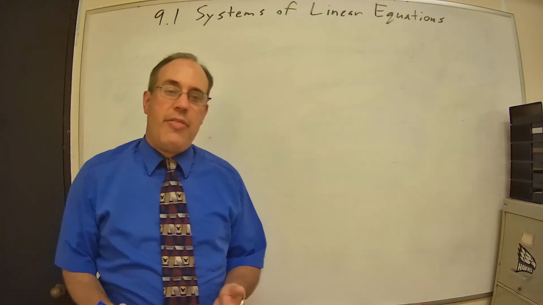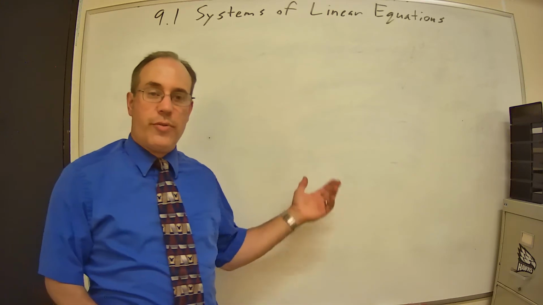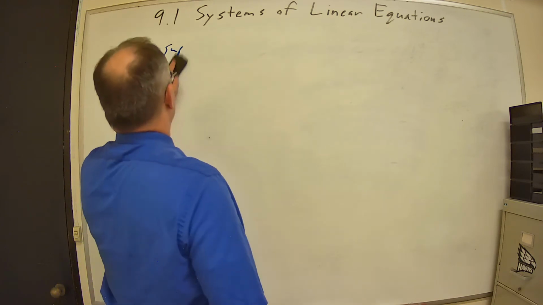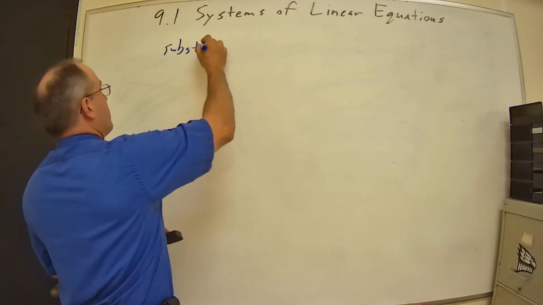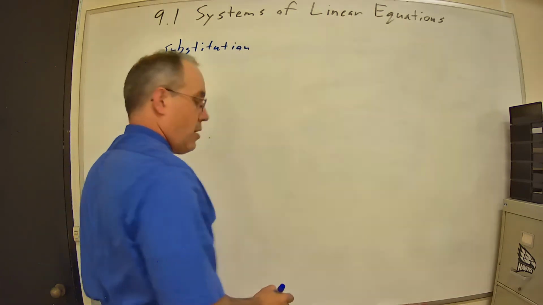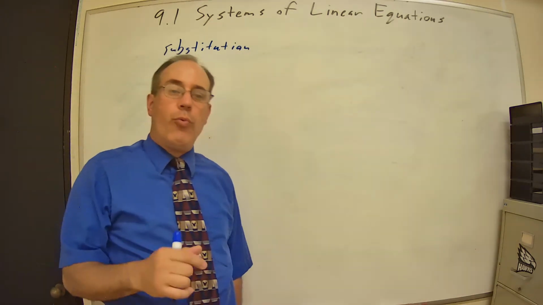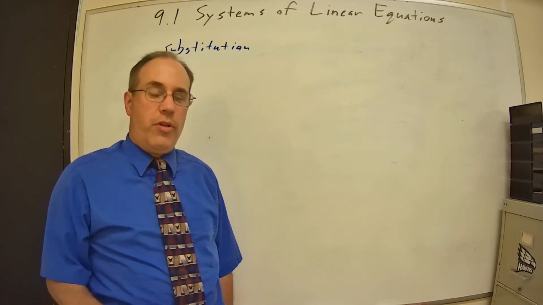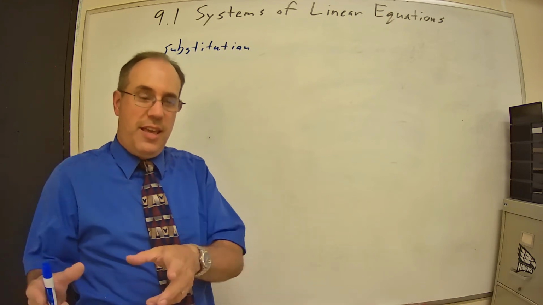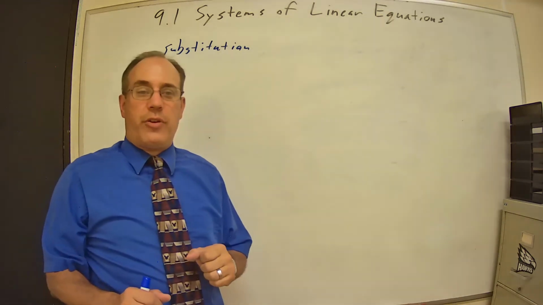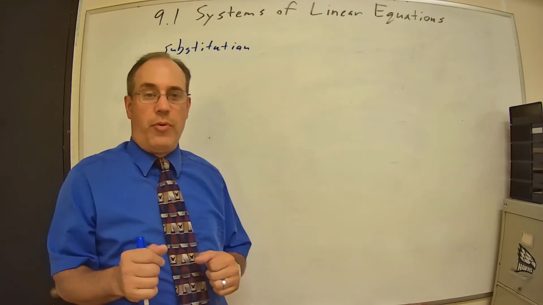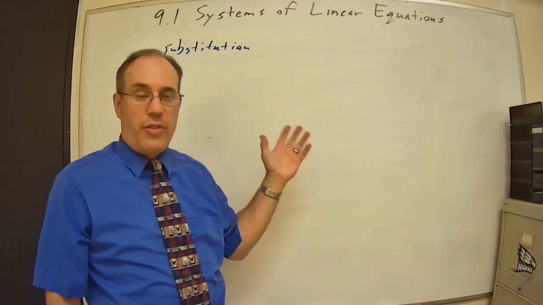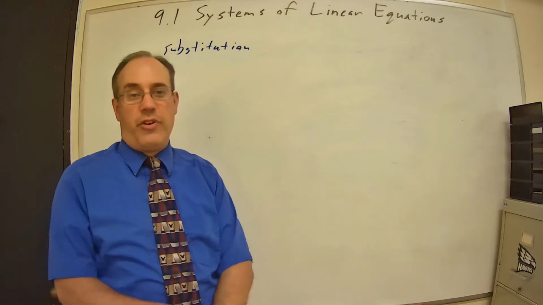So our first method of solving a system of equations is substitution. Sub uses a B, not a P. There we go, substitution. With substitution, we solve one of the equations for one of the variables in terms of the other variable. Then we substitute that into the other equation to get the other equation in terms of one variable. Therefore, we can solve for that variable and then plug it into the other equation and solve for the second variable and get our solution.